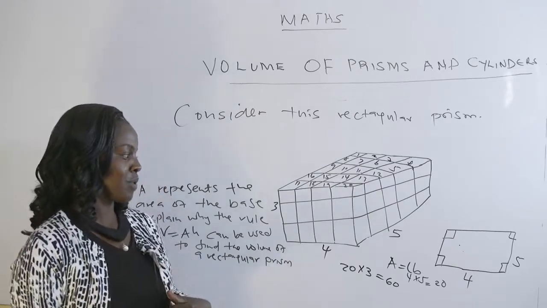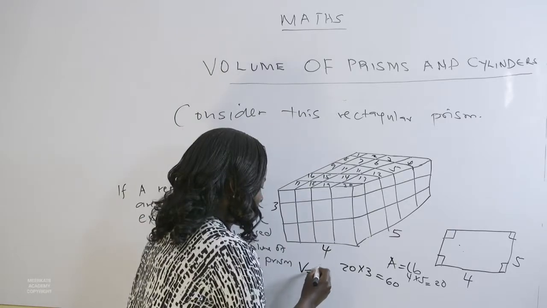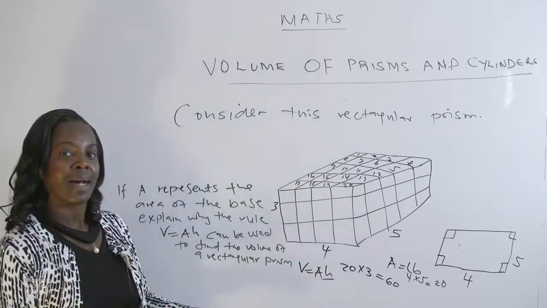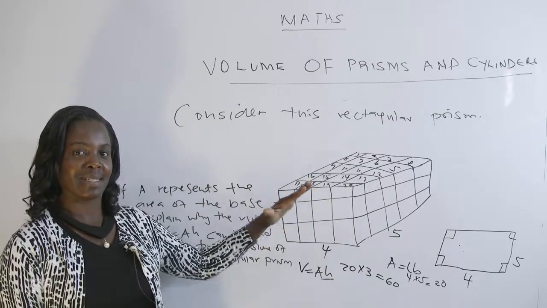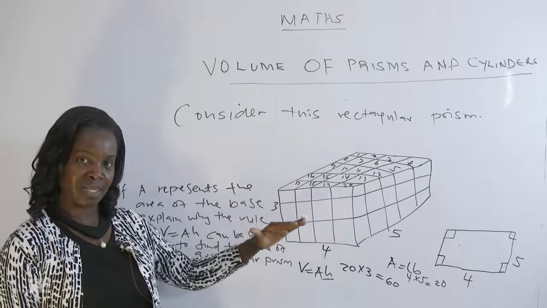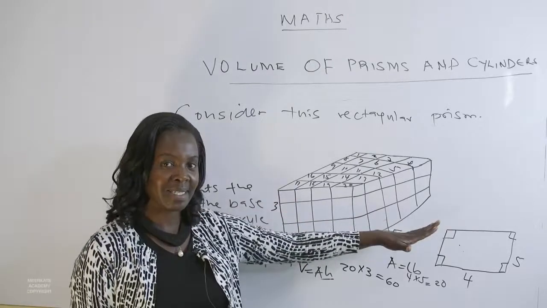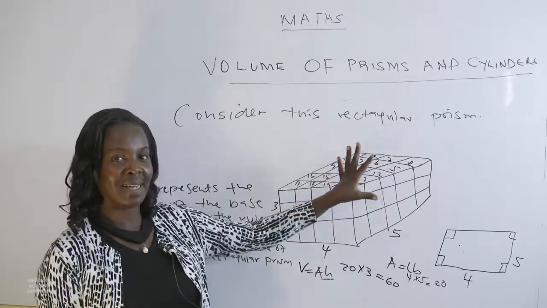Why is it that we can say that? The reason is because height in our case represents the number of layers of the cubes. One layer forms the base, then at the middle we have another layer, at the top we have another layer.